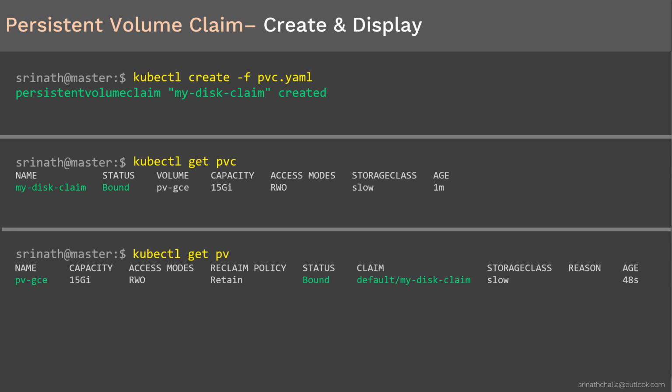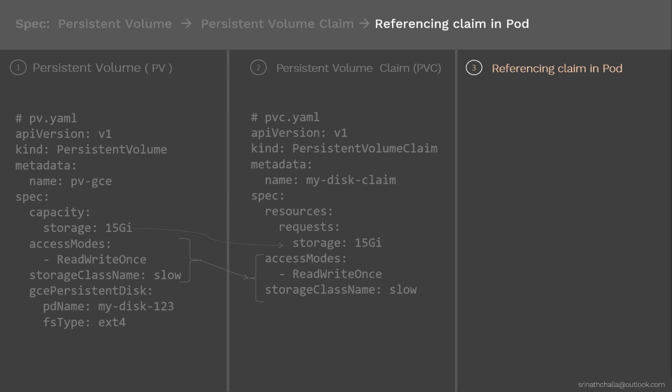So far, we have created PV and PVC. And now, one last thing to do is claiming the PVC inside the pod. In next 2 slides, we'll create and display the pod where we will reference the persistence volume claim that we just created. We already have persistence volume and persistence volume claim. As I said earlier, now we need to claim persistence volume claim inside the pod deployment.